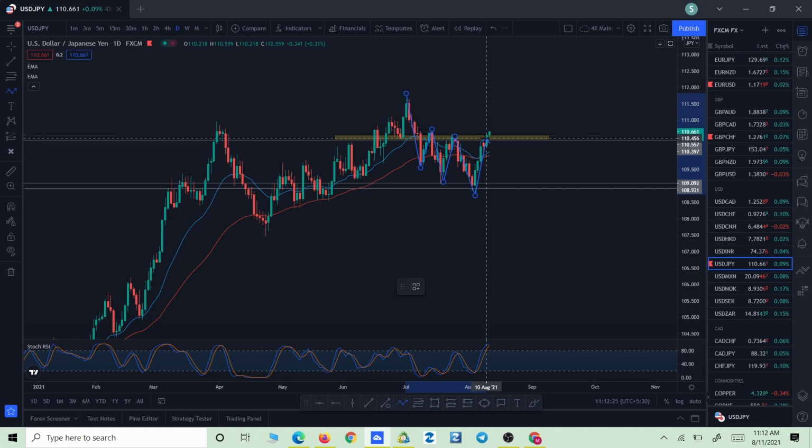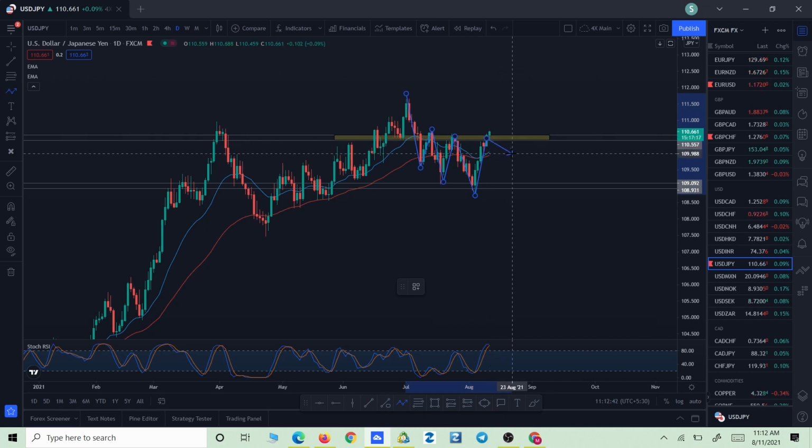This is going to be a very critical zone again, because this is going to be the last zone where we are looking for short opportunities. If the price breaks and closes higher above these two highs, then we will shift our bias to the bullish side and start looking for long trades.